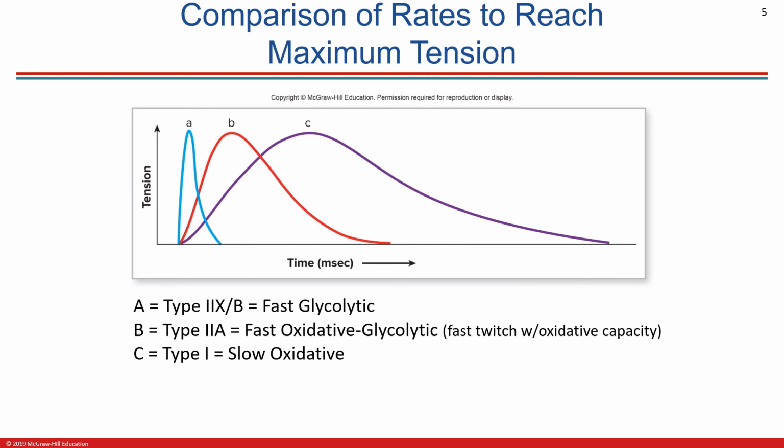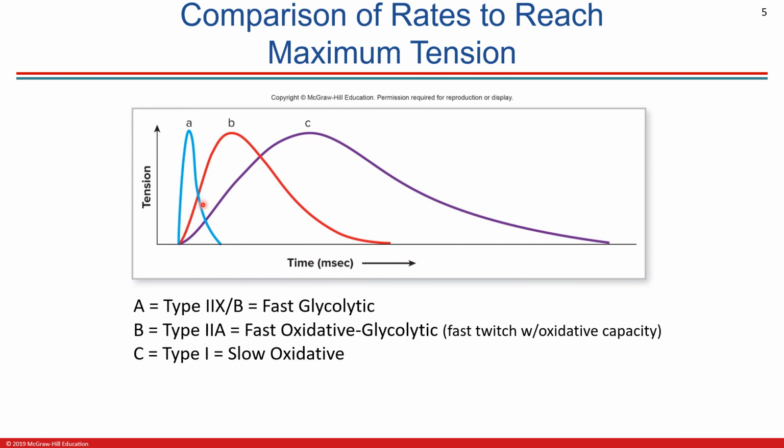So we can look at how quickly these things fire. This is time in milliseconds, and this is how much tension they produce. So this is looking at their kind of maximal tension. And you can see these type 2X fibers or type B fibers, this graph categorizes them as this first one for A. So this is your type 2B, type 2X. So you can see these fire off really quickly and they get to their peak tension very fast.